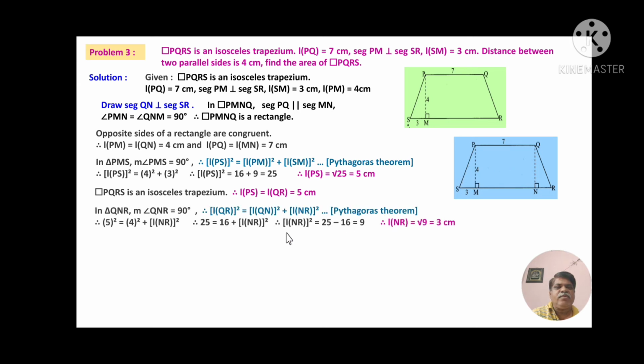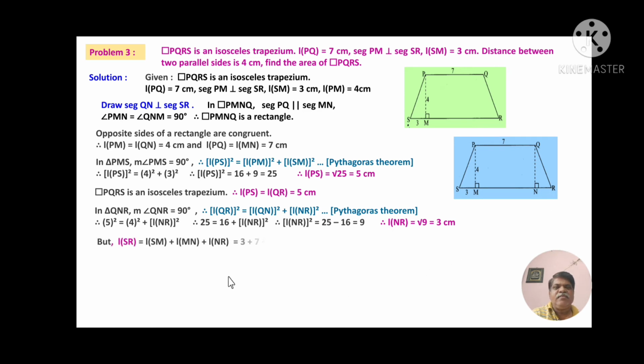This both will be equal to 5 cm. In triangle QNR, angle QNR is 90. QR square is equal to QN square plus NR square. Pythagoras theorem. Put the values. 5 square is equal to 4 square plus NR square. Therefore, 25 is equal to 16 plus NR square. So, 16 goes to the left hand side. So, NR square could be written as 25 minus 16, which is equal to 9. Therefore, you can write length NR is equal to root of 9, that is 3 cm. Here this NR is 3 cm.